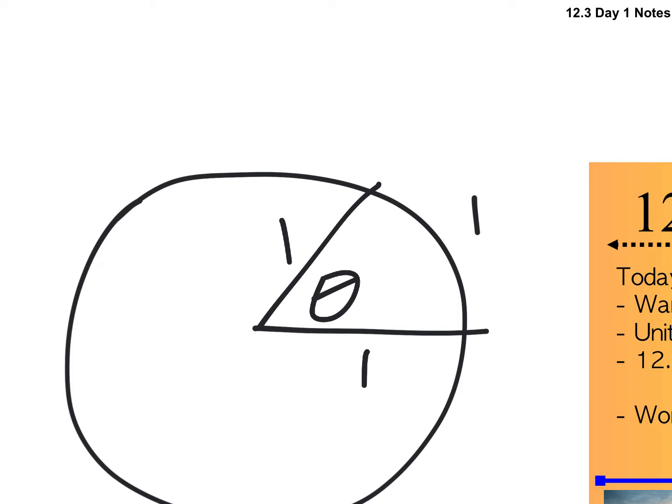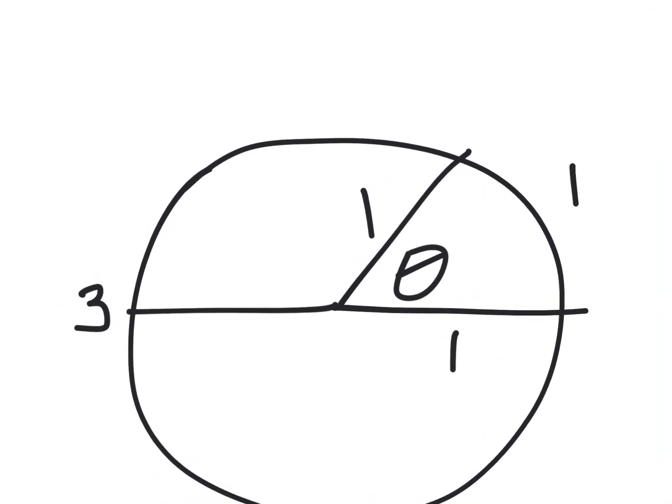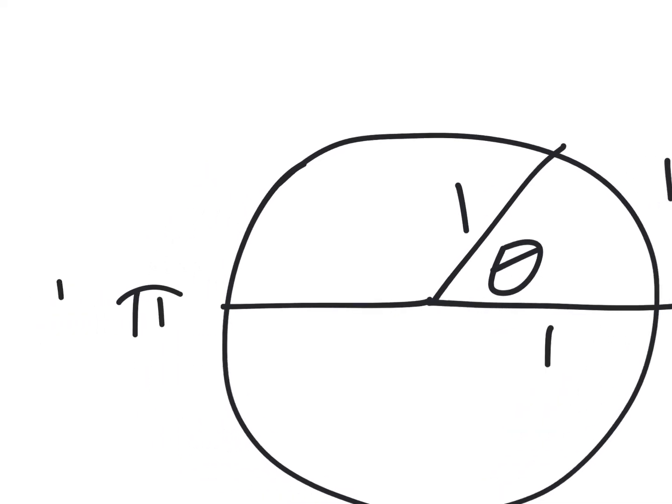If it was 60, it would take exactly 3 of them to get here, and this would be 3 radians. It's not. What is it? 3.14 radians. So that's pi radians. Pi goes with 180. All right, so if I give you a radian, you should be able to find it.